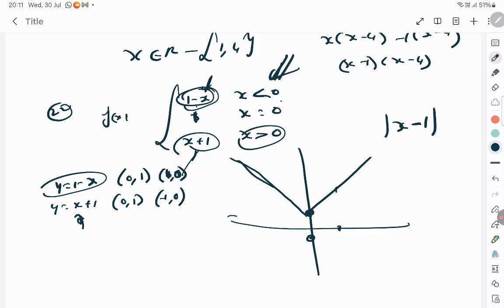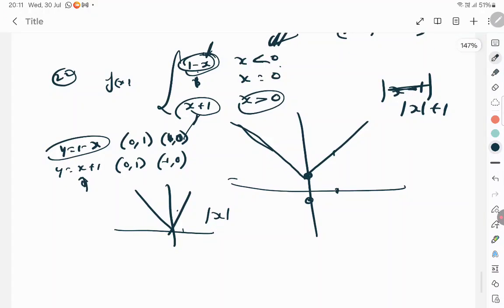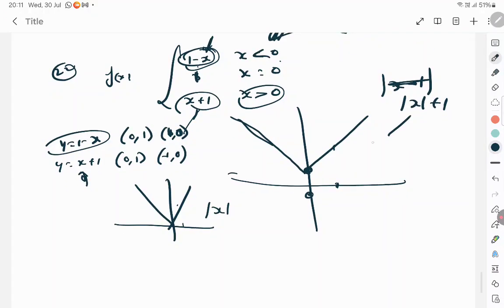Let me explore this sum again. This function itself is mod x. It's gone up by 1, so it's mod x plus 1. Can I keep it like this? It's mod x plus 1 because this mod x, when x is less than 0, becomes minus x. When x is greater than 0, it becomes plus x. So add a plus 1 to this, add a plus 1 to this. Can you see? This is this and this is this.